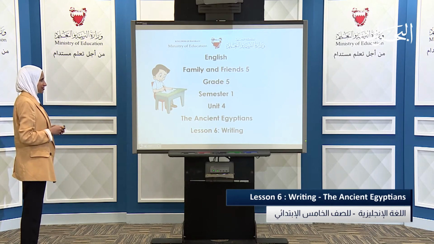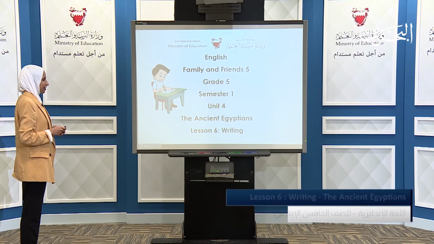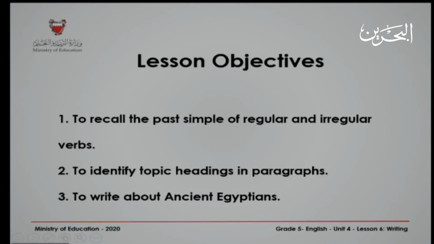Family and Friends, Grade 5, Semester 1, Unit 4, The Ancient Egyptians, Lesson 6, Writing. By the end of this lesson, you will be able to recall the past simple of regular and irregular verbs, to identify topic headings in paragraphs, and to write about ancient Egyptians.